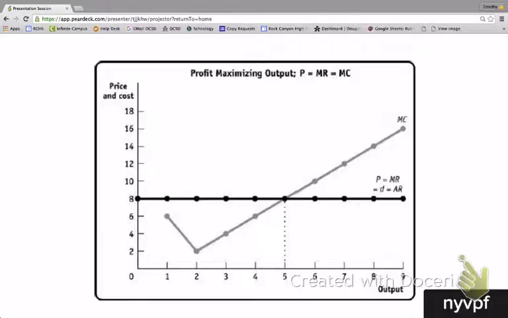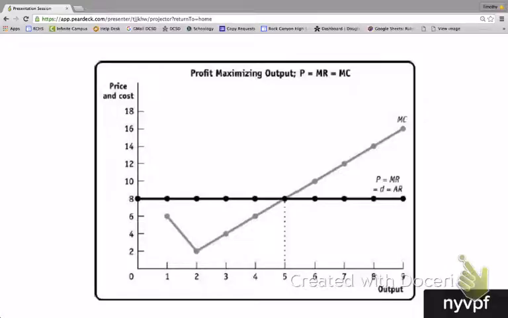So you draw the marginal revenue curve, which is MR, the same as the price, equal to the marginal revenue, equal to the perfectly elastic demand curve, equal to average revenue. You draw your Nike swoosh marginal cost curve, and where the two intersect, that is the profit maximizing quantity of output, in this case 5.